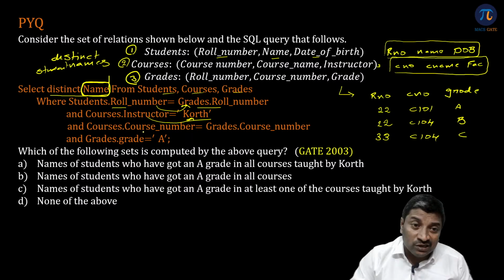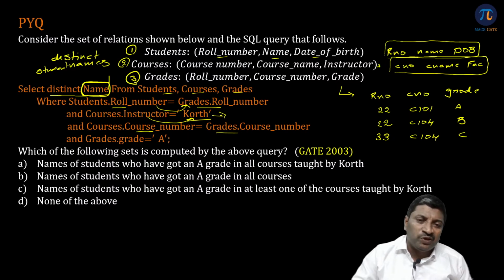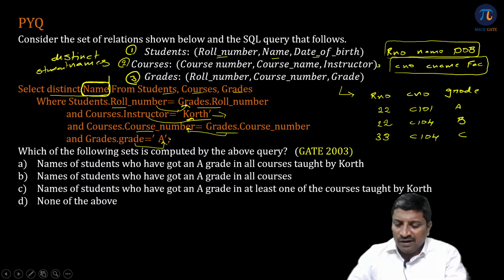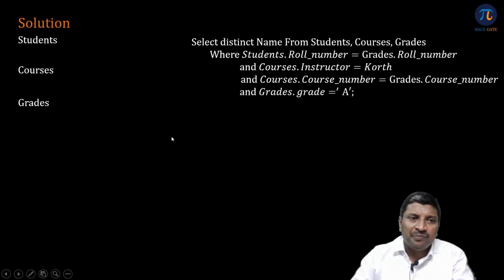And one more condition, sir. Course number equal to grades course number, because with this you filter the courses by the faculty, and those courses must be the same. And look at this. Grades dot grade equal to A. So what does that mean, sir? Let me explain in the next slide.